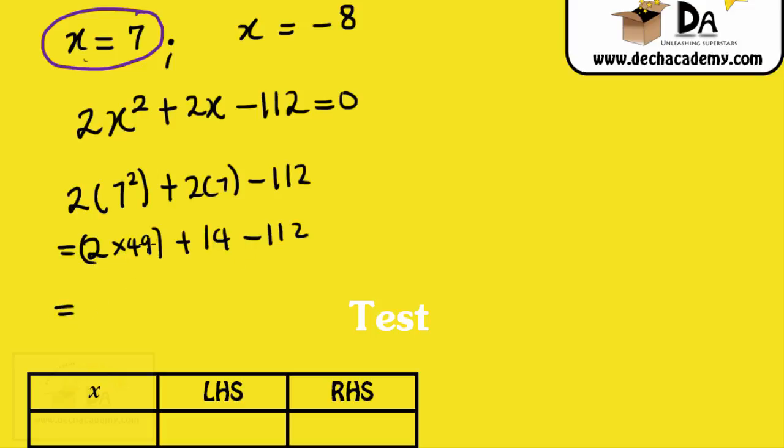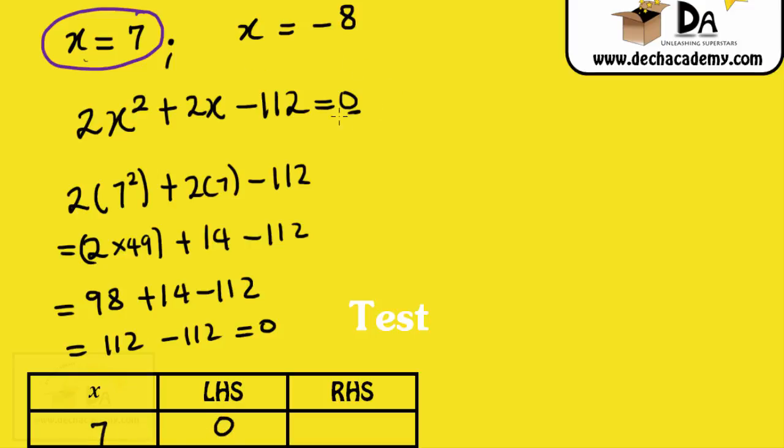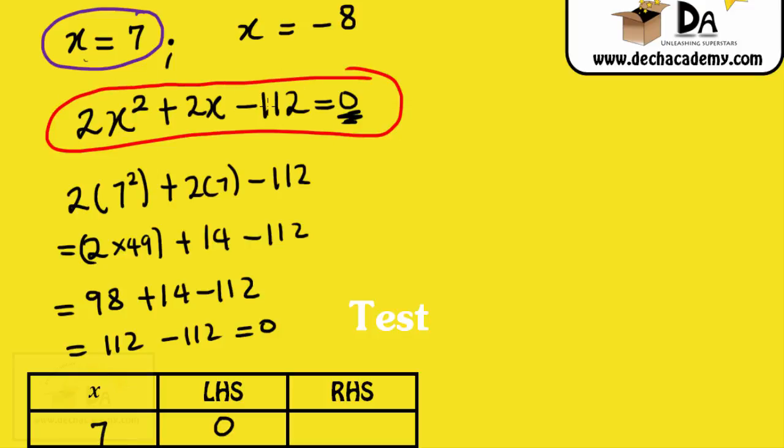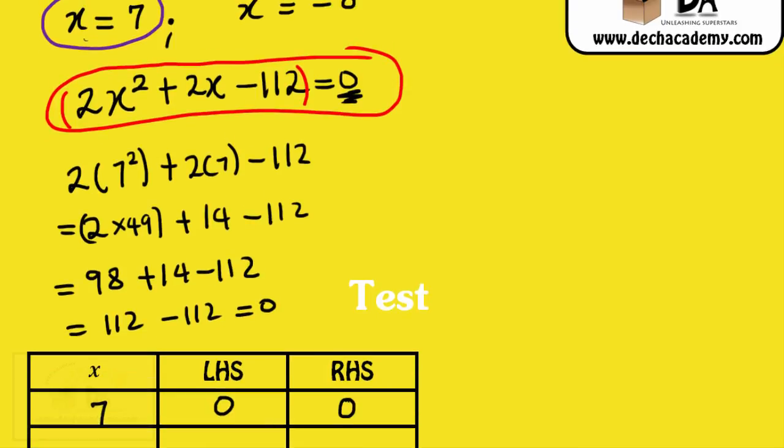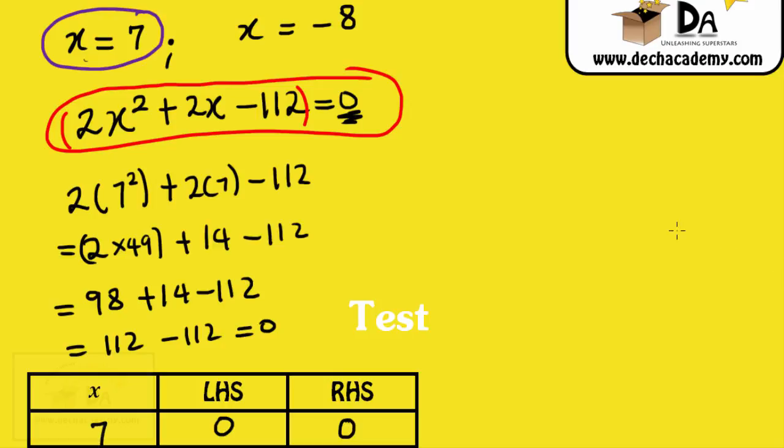And this is equal to, what's 2 times 49? 98 plus 14 minus 112, which gives 98 plus 14, which is equal to 112. So minus 112, which is 0. So the left-hand side is 0 when x is 7, and the right-hand side of the equation, this is the equation we were given, is 0. As you can see, the left-hand side and right-hand side terms match, so you know that x equals 7 is a valid solution of the quadratic equation.